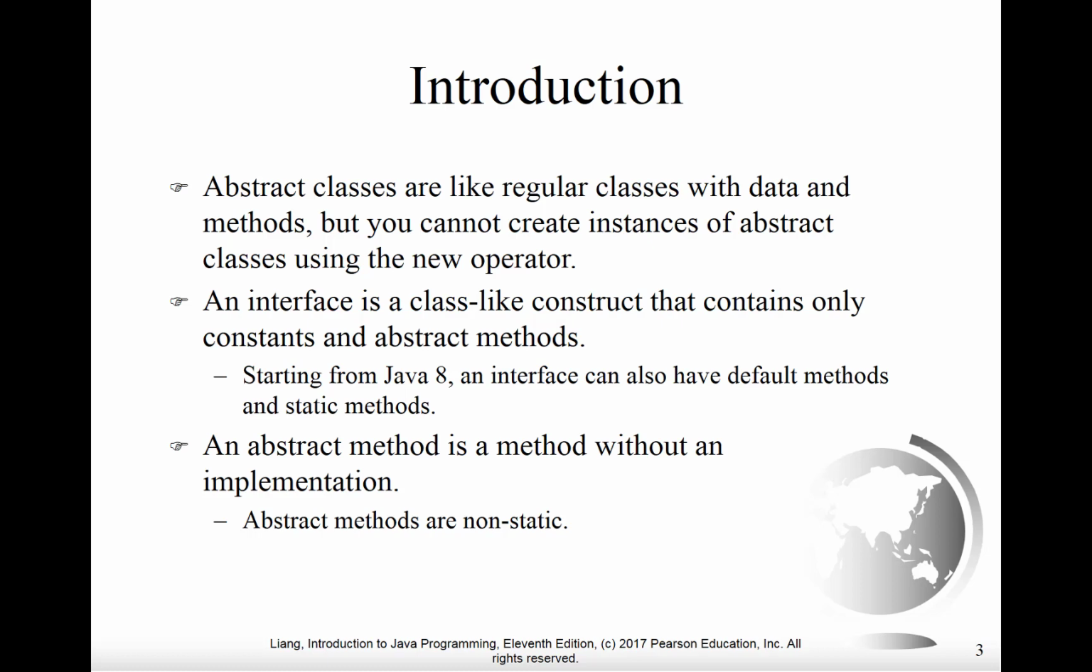Interfaces, by contrast, are something like class constructs, except they are only allowed to contain constants and abstract methods. Since Java 8, there's been a slight change to that, and now interfaces are also allowed to have default methods and static methods. One point about abstract methods is they are non-static. It is not possible to have a static abstract method.